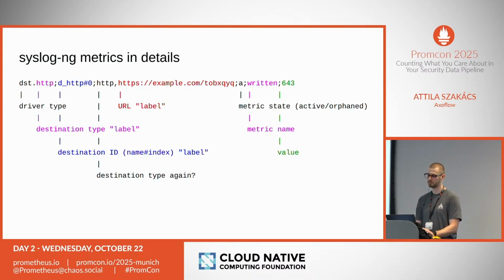A bit of details about the metrics. So the most interesting parts are that the metric name is at the end. Labels are static. We have a URL label for the HTTP destination, a destination type label, which is HTTP itself, and the name of the destination configured.